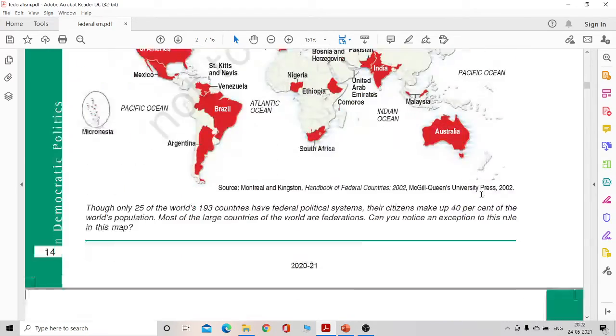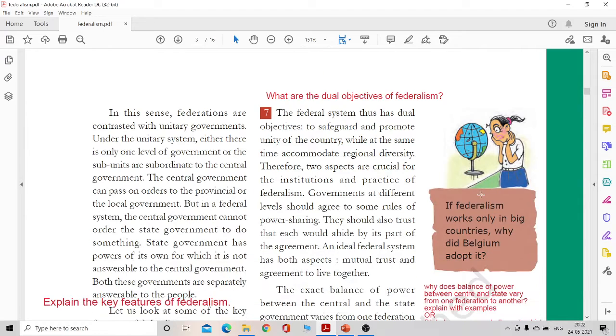Now, coming down further, a very important, again, 1 marker that is asked is, what are the dual objectives of federalism? Or it can also be asked, give one objective of federalism. Here, the dual objectives of federalism are, one, to safeguard and promote unity of the country, and the other, to accommodate regional diversity.